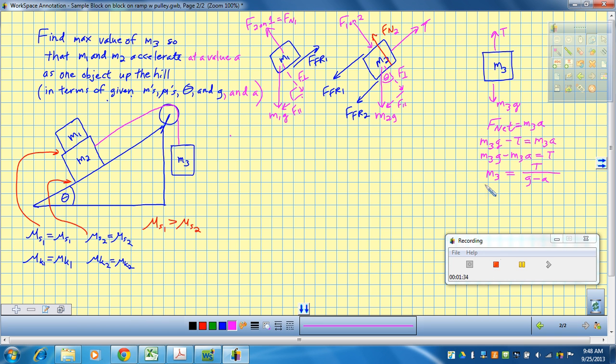We applied Newton's second law, net force equals ma, to block M3, and said our goal is to figure out how big M3 can be. In this expression, we need our answer in terms of g, a, theta, the masses, and the mu's. This basically says if we can find that tension, we're done. That's why we went from that block to the two individual blocks.